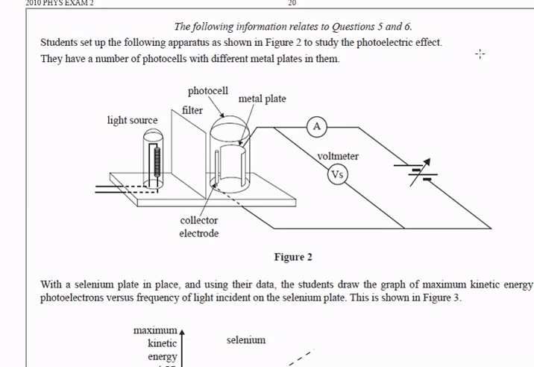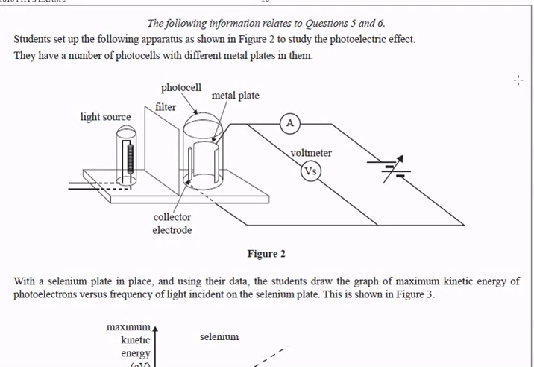Here's another photoelectric effect experiment. So we've set up an experiment as below: light source, filter, to make sure we've got certain colours, which hits the metal plate here. The electrons absorb the photons, and some of them are ejected, collected here, and we can measure a voltage and a current.